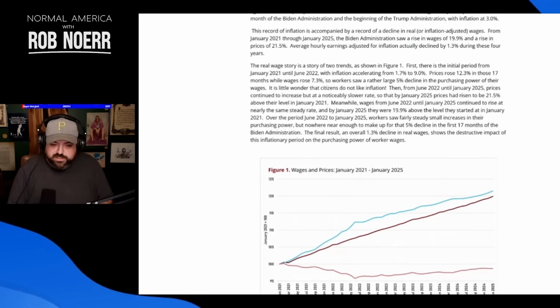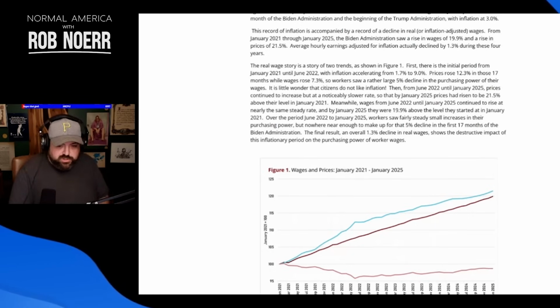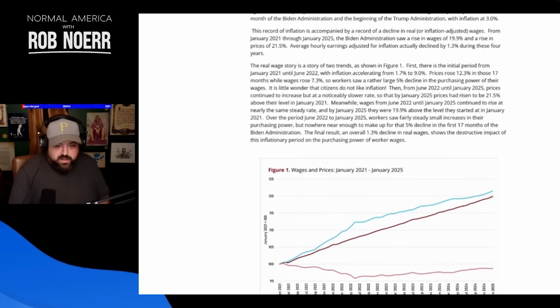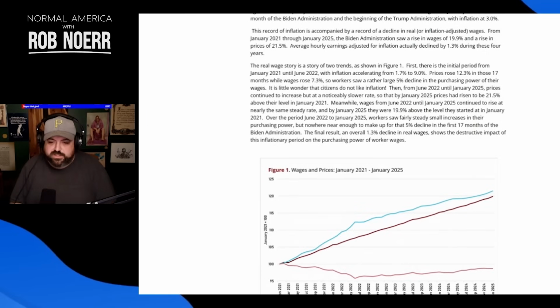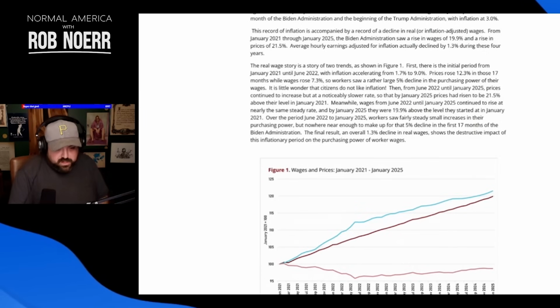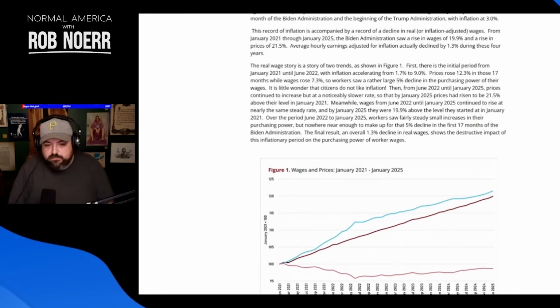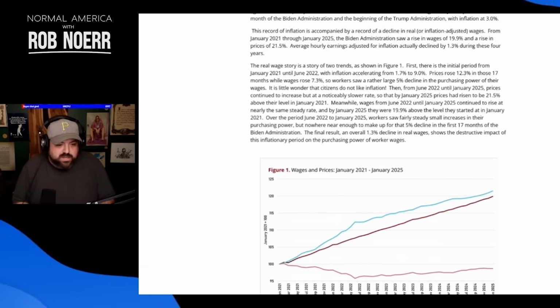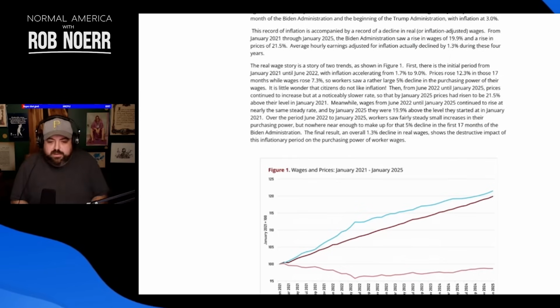It's little wonder that citizens don't like inflation. Then from June 2022 to January 2025, prices continued to increase, but at a noticeably slower rate, so that by January 2025, prices had risen to be 21.5% above their level on January 21st. Meanwhile, wages from June 2022 to January 2025 continued to rise at nearly the same steady rate, and by January 2025, they were at 19.9% above the level they started at in January 2021.